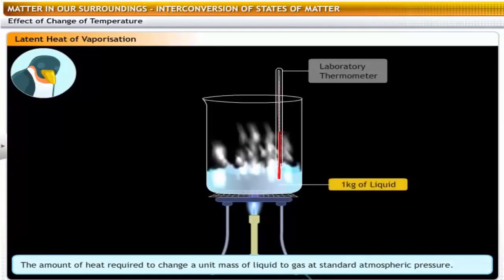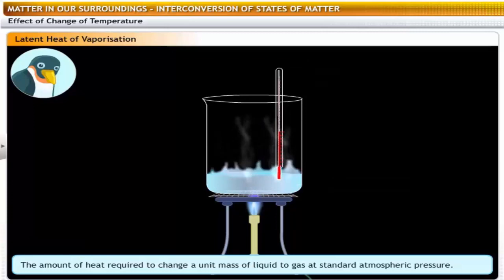When 1 kilogram of a substance in the liquid state changes into its gaseous state at the same temperature and at standard atmospheric pressure, the heat energy used up is known as the latent heat of vaporization of that substance. I see. Every time matter changes state, latent heat is taken in or given out.